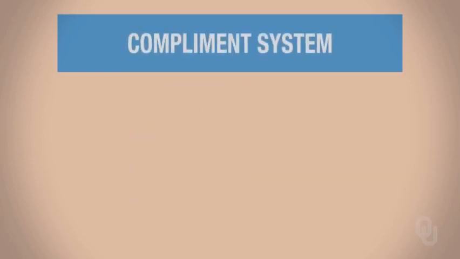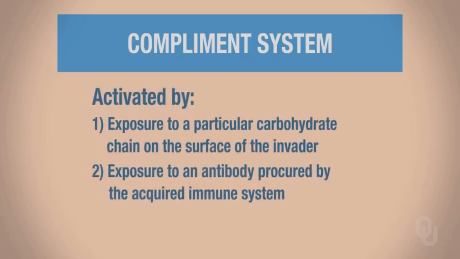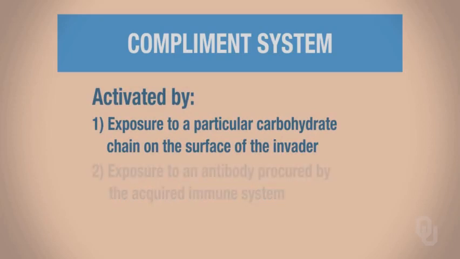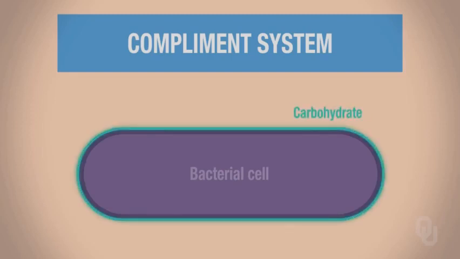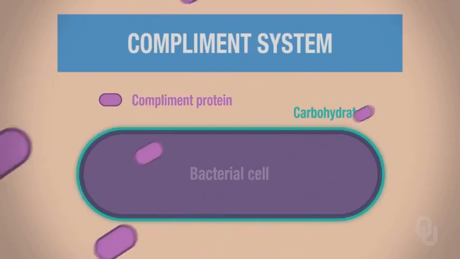Then we have the complement system. The complement system is activated by two different means. The only one we'll discuss here is listed here at number one. We will discuss number two later, but first let's focus on number one when we activate a complement system. So here you have a bacterial cell, and on the surface of it is some carbohydrate. That carbohydrate is recognized by a complement protein. So these complement proteins are floating around in your plasma. That's where they're located. They're in the plasma, cruising around.